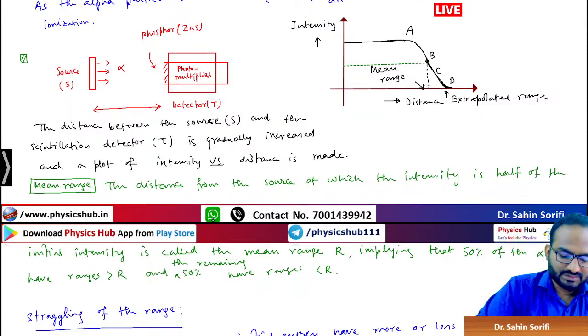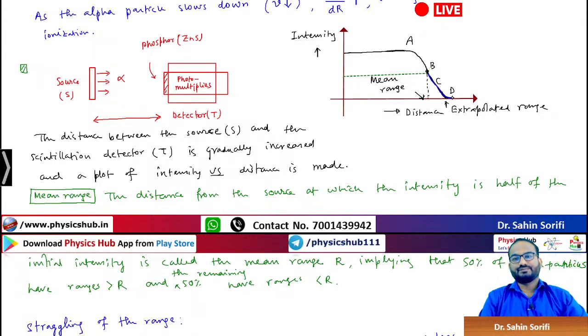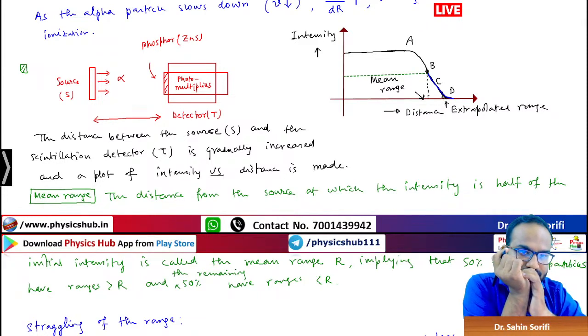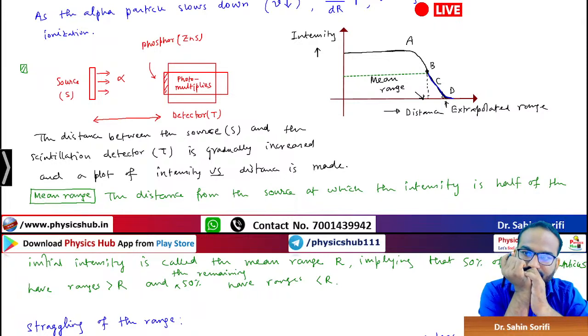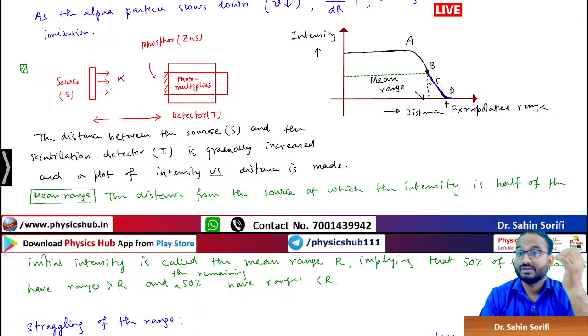Extrapolate the range from where it starts in the graph. You see, after this mean range, it will decrease in this flat way. This is the extrapolated range. You can consider that after the mean range, the extrapolated range is plotted.